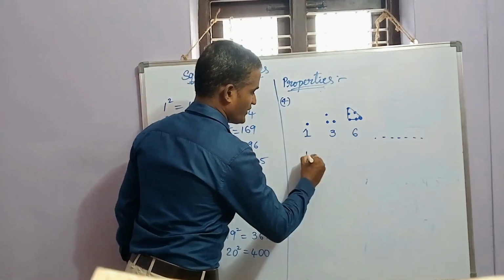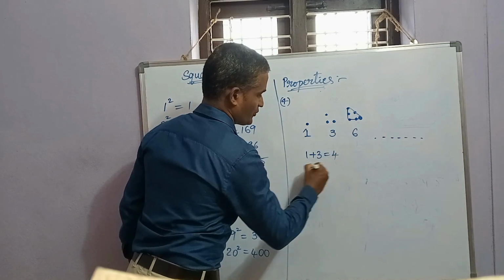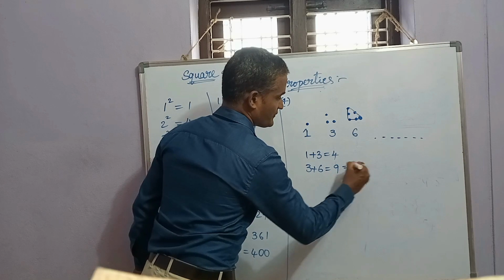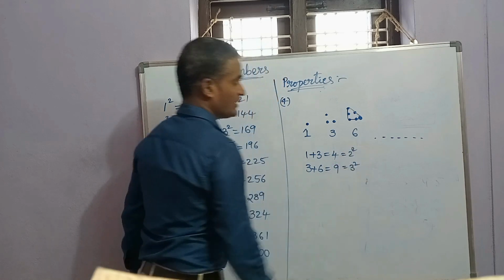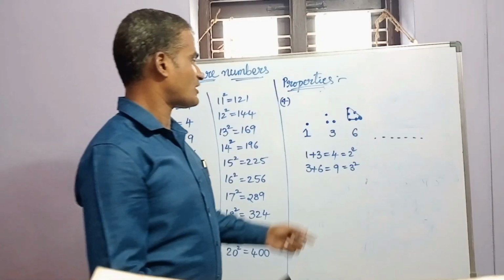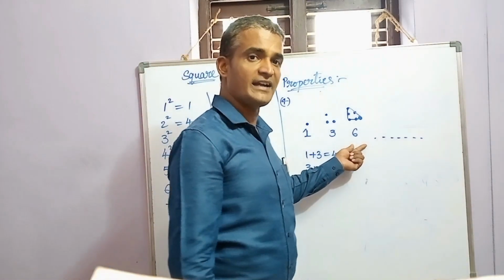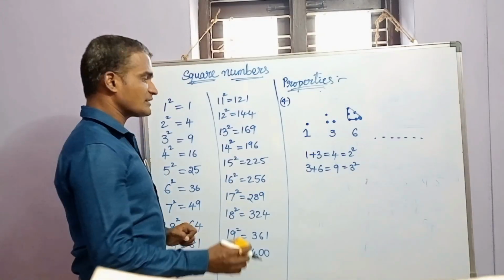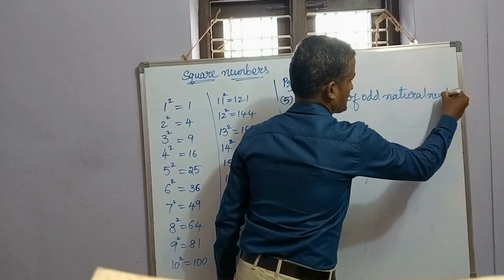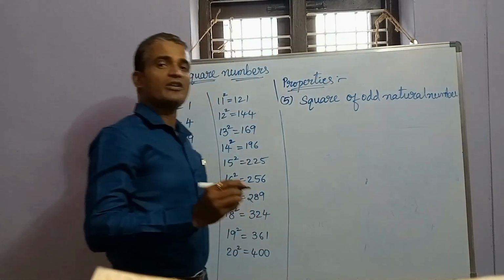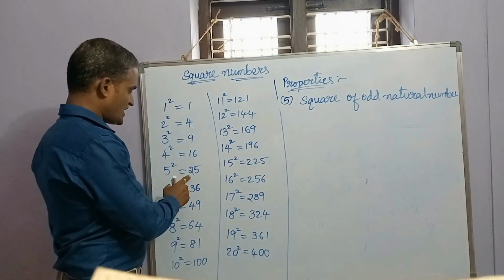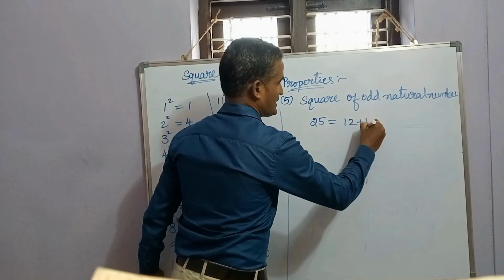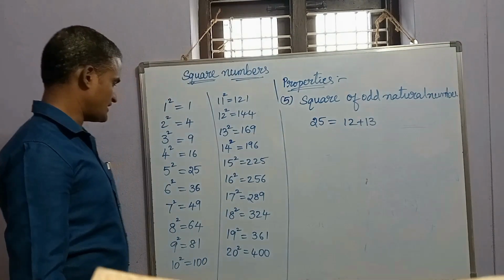1 and 3, 1 plus 3, answer is 4. 3 plus 6, answer is 9, which is the square of 3, and 4 is the square of 2. Okay, two consecutive triangular numbers, if you add, make a perfect square number. Next, a square phrased as a sum of two consecutive numbers. Suppose you take 25. 25 can be written as 12 plus 13. This is the way we can write it.